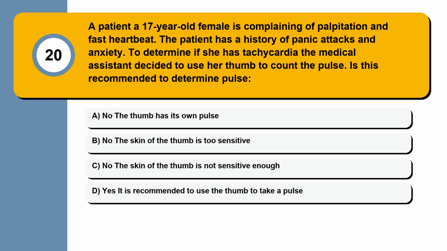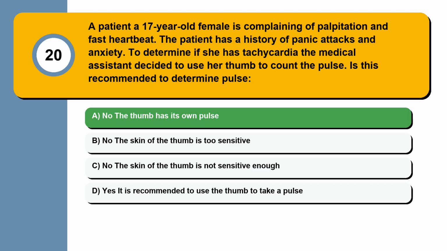Here are your options. Option A. No, the thumb has its own pulse. Option B. No, the skin of the thumb is too sensitive. Option C. No, the skin of the thumb is not sensitive enough. Option D. Yes, it is recommended to use the thumb to take a pulse.